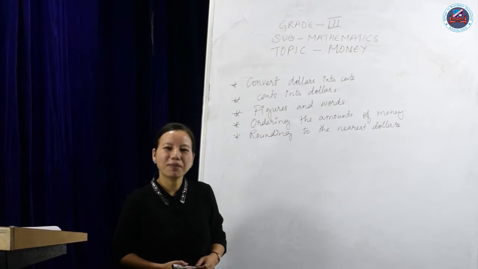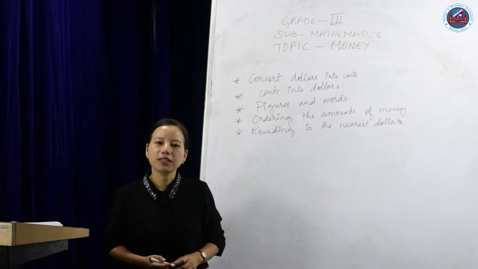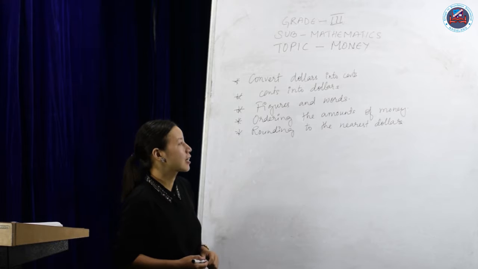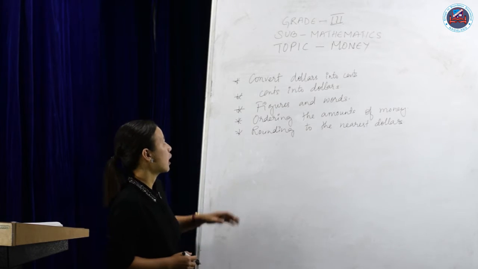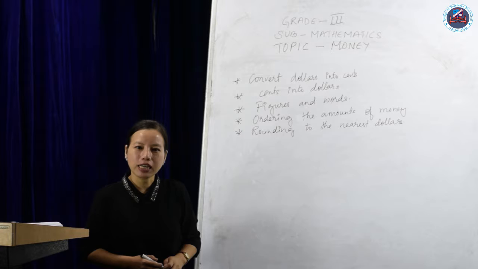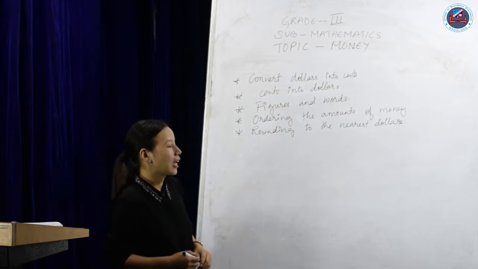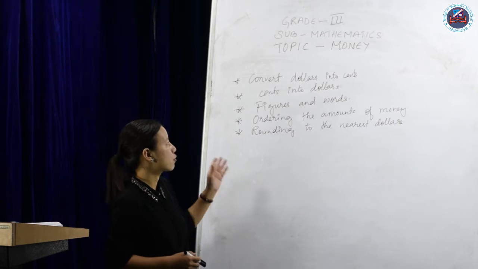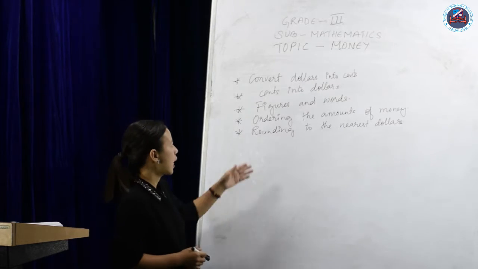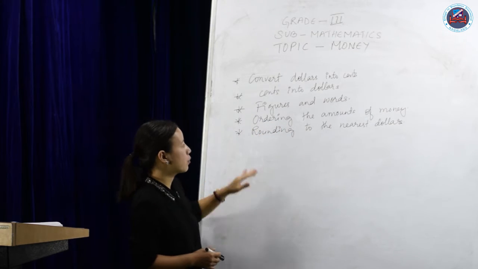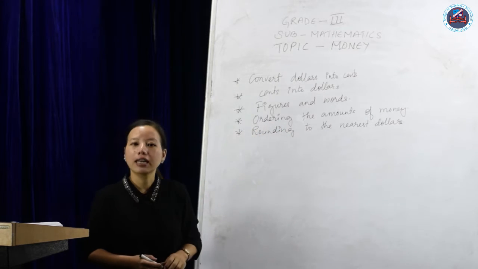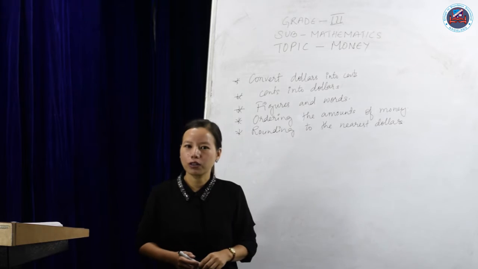Everyone, welcome back again. Today we will start with a new topic, that is money. In this lesson we will talk about how to convert dollars into cents and then cents into dollars, and then how to write the amount in figure and words, and then we will learn how to order the amount of money, and then lastly we will learn how to round off the amount of money to the nearest dollars.